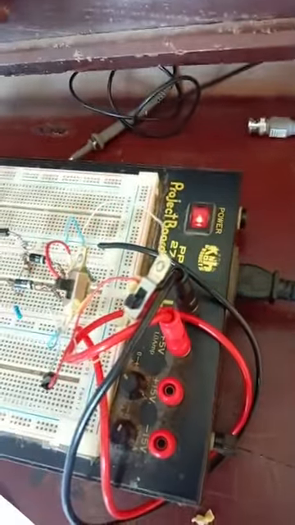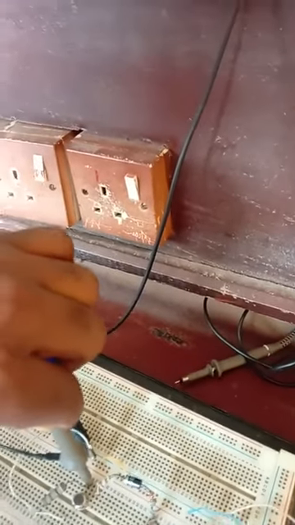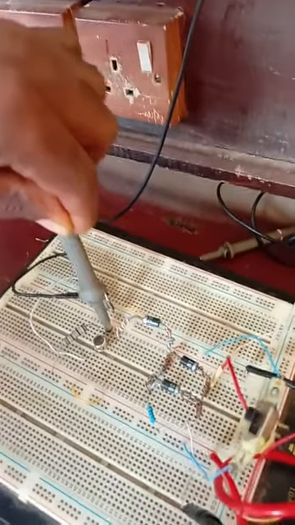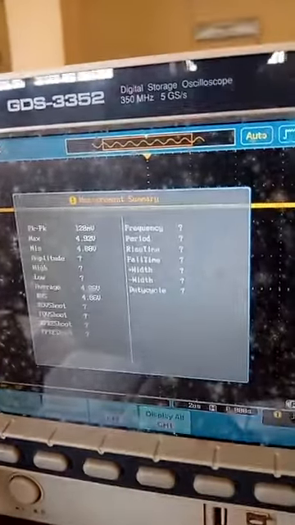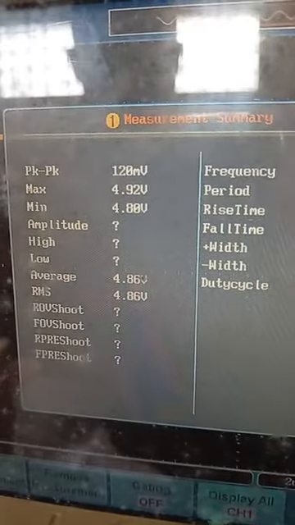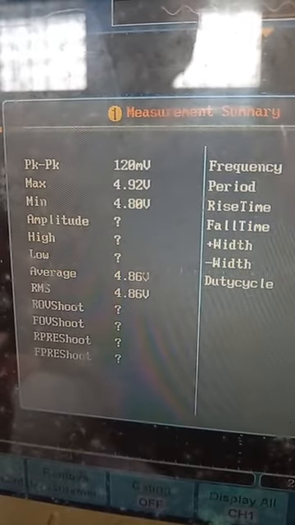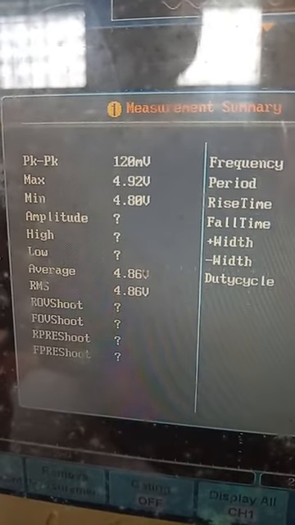Now let's take switch 1 to be 1 and switch 2 to be 0. Let's see what we are going to get again. Let's reset it and see what value we get from the oscilloscope. The value now gives us 4.92 volts. That's the maximum value. I've used peak to peak, maximum, minimum, and we pick that maximum value. This is 4.92.